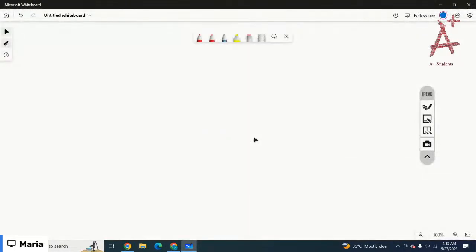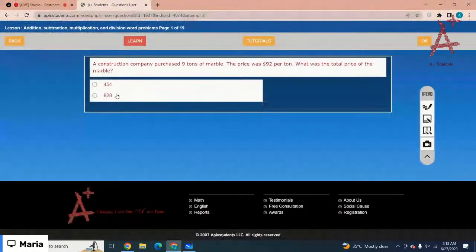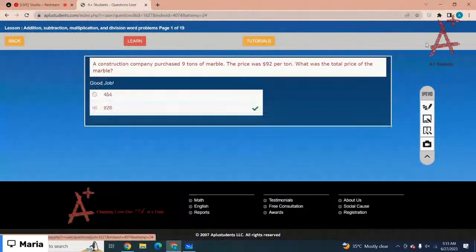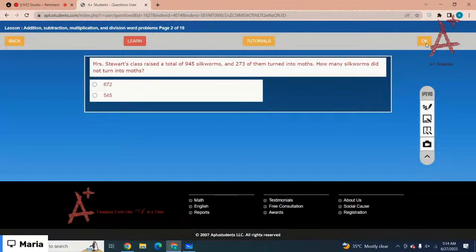Whenever we are given the price of one thing, we have to calculate the price of more than one, we have to multiply them. 9 times 2 is 18. 1 carry. 9 times 9 is 81 and 1 is 82. Yes, that would be 828. Very good. So the basic thing is you just have to understand the question, what you have to do. Addition, subtraction, multiplication and division are the basic things because we are in grade 4.